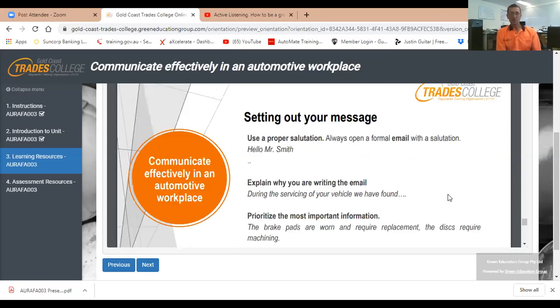How to set out a message. So use a proper salutation. Always open a formal email with a salutation. For example, hello, Mr. Smith.